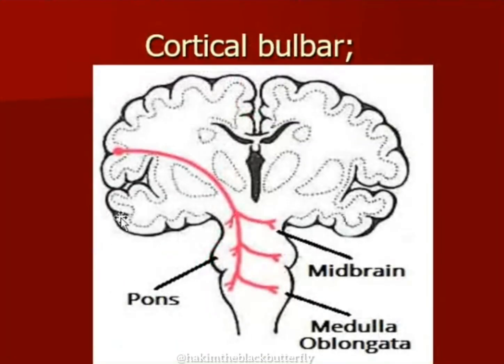Why do these upper motor neurons end at the brain stem? When they reach the brain stem, they cross to the opposite side. They end at the brain stem because they are going to synapse with the lower motor neurons of cranial nerves. Cranial nerves which are motor are the ones which receive impulses from the corticobulbar tract. So they will synapse at the nuclei of the motor cranial nerves.